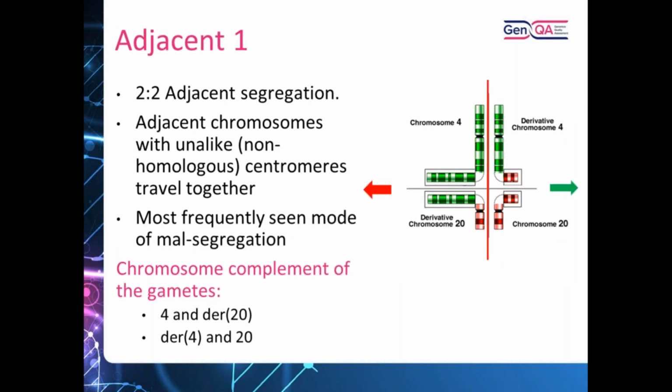The second form of segregation, which again is a 2-to-2 segregation, is adjacent 1. And this is where adjacent chromosomes with non-homologous centromeres travel together. And this is the most frequently seen mode of male segregation. So you would get the 4 and the derived 20, or the derived 4 and the 20 moving together. So at the end of this, there would be a net imbalance of material, probably a loss and a gain, depending on which chromosomes have moved.